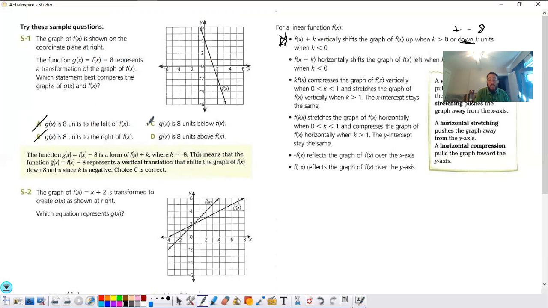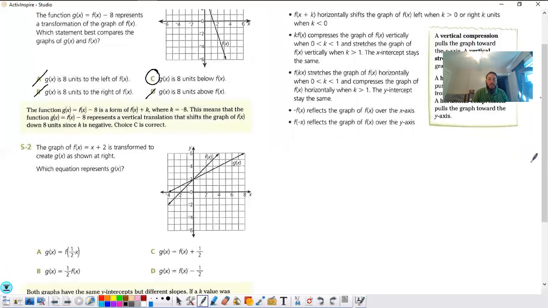So g of x is 8 units below f of x, which is going to be true because we're adding a negative 8. And then this last one here is not true because we moved it down. It shifted down. All right, because the negative 8 was after the f of x, it was a shift down.